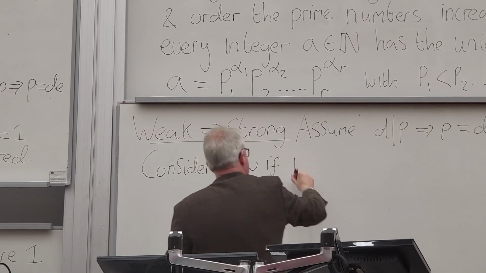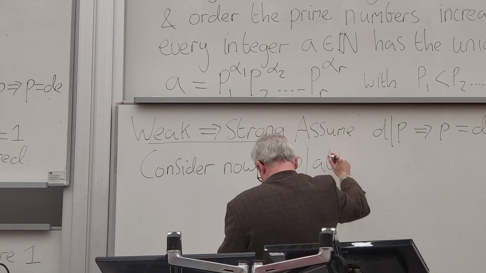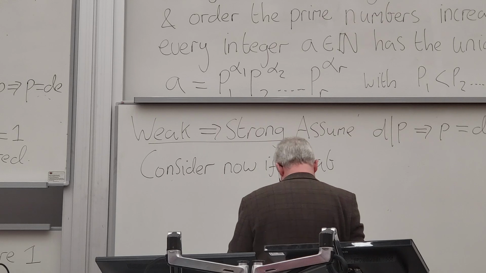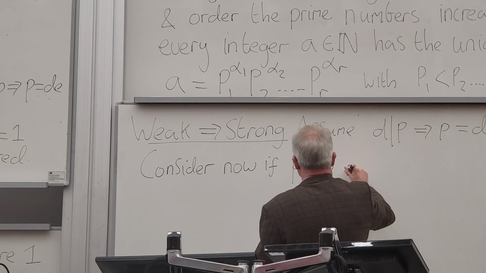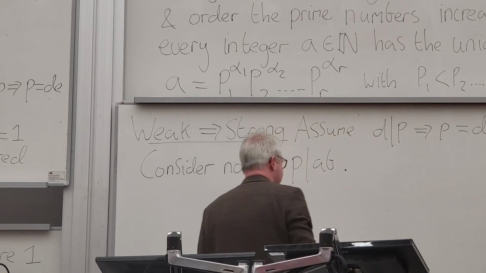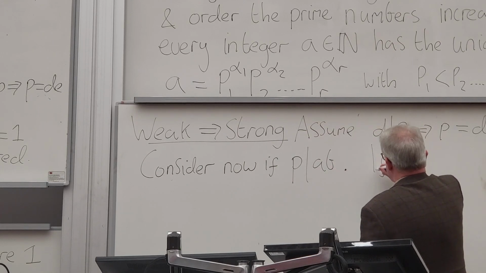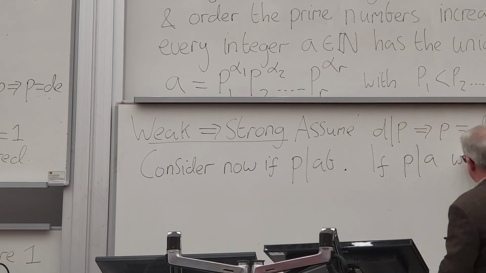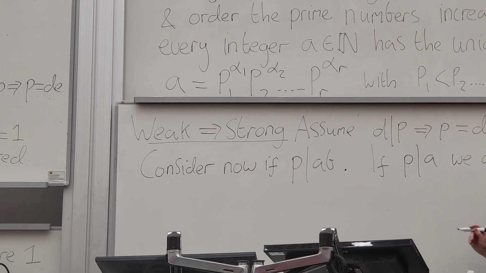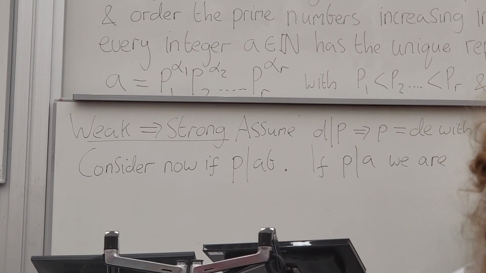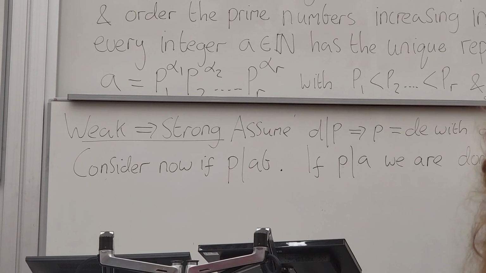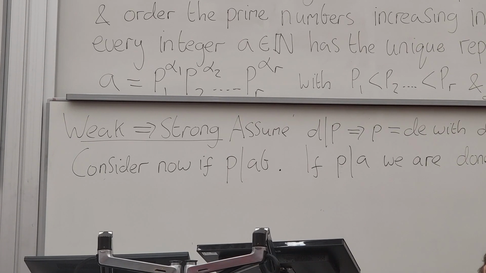now if p divides ab. So we want to deduce that either p divides a or p divides b. So how do we look at this? Well, if p divides a, we've got what we want, because it satisfies the formulae. We don't have to worry about b if p divides a. So let's consider p doesn't divide a.